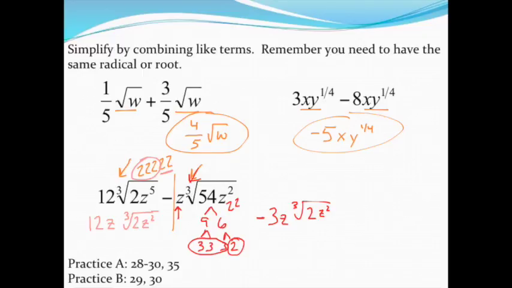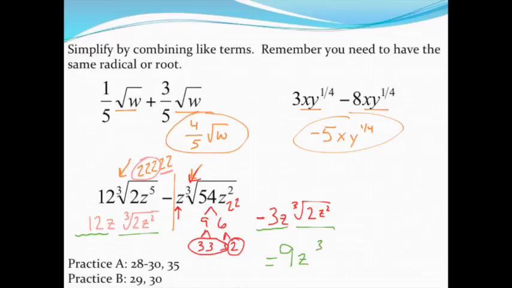Well, lo and behold, look at that. We've got the same exact thing inside the radical at this point. I've got the cube root of 2z squared and the cube root of 2z squared. Because those are identical, I'm allowed to add or subtract the coefficients, the numbers in front. This time I've got 12z minus 3z. Hey, look at that. They were nice enough to even give us like terms in front as well. 12z minus 3z leaves us with 9z as our coefficient.